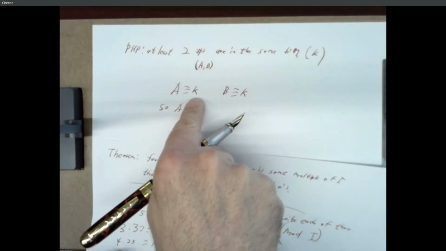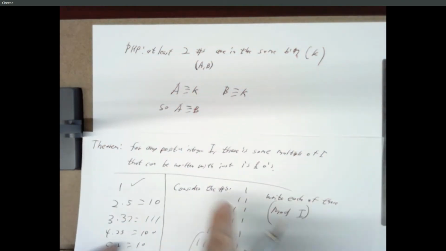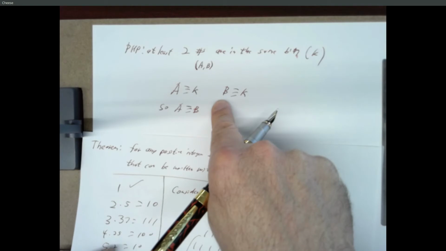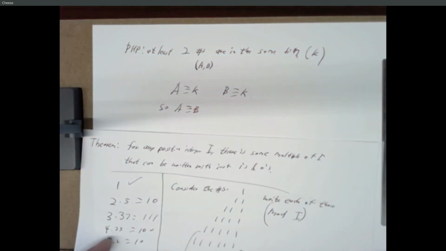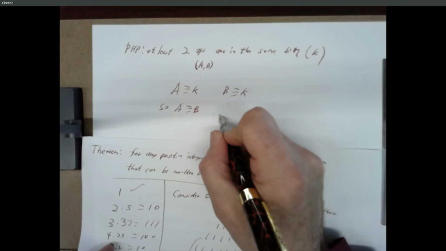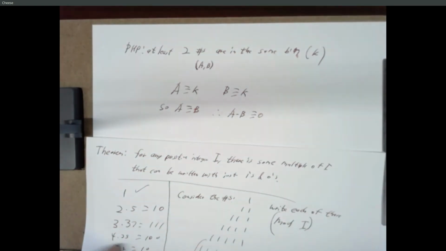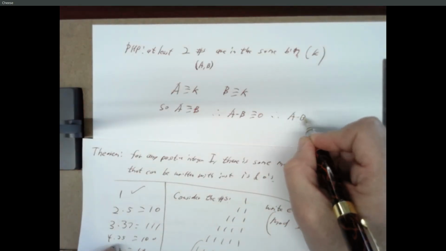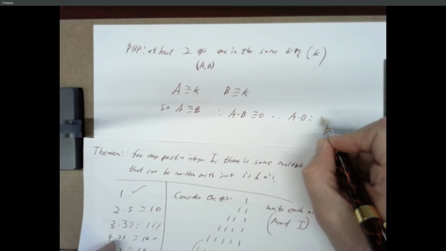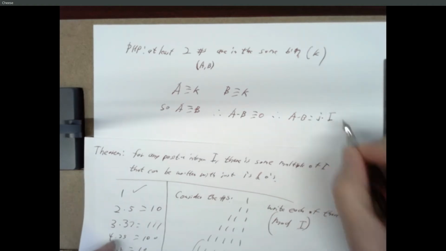Because this means that when we divide A by I, we have K left over. When we divide B by I, we have K left over. They have the same remainder. So A and B are congruent to each other, which means their difference is congruent to 0. Which means their difference is some multiple of I.